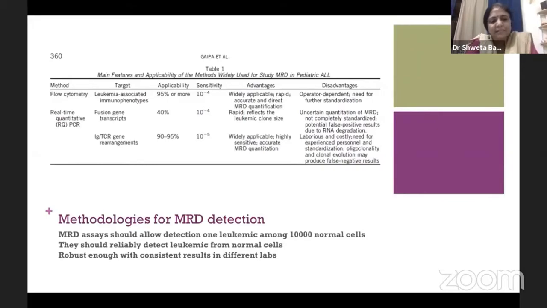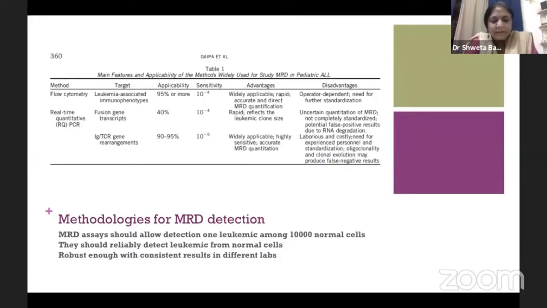And if you do TCR gene rearrangement, it can be applicable in 90 to 95% of patients. It is much more sensitive, that is 10 raised to power minus 5. It is widely applicable, but it is very laborious and costly. An experienced person is required, and hence it is not done very widely.